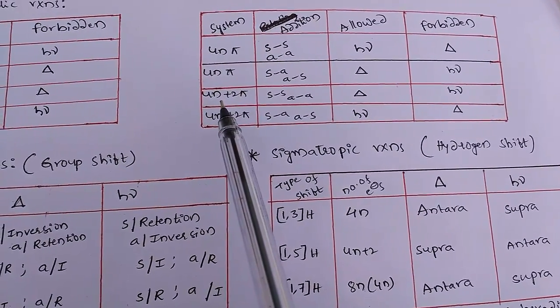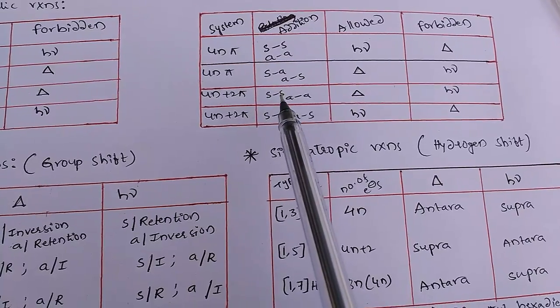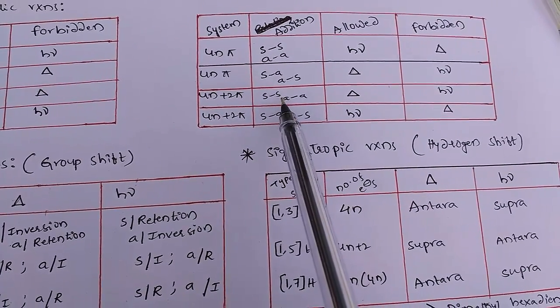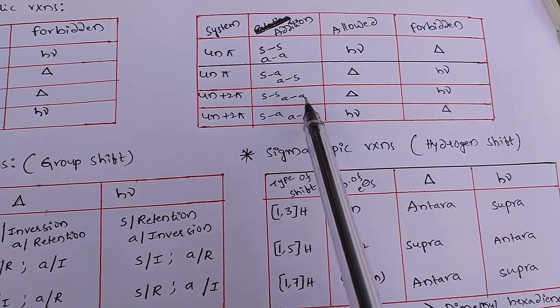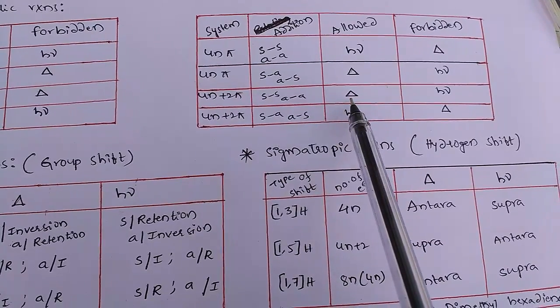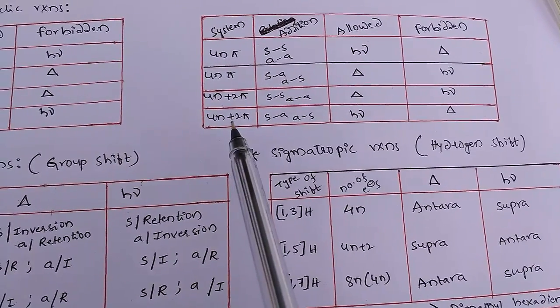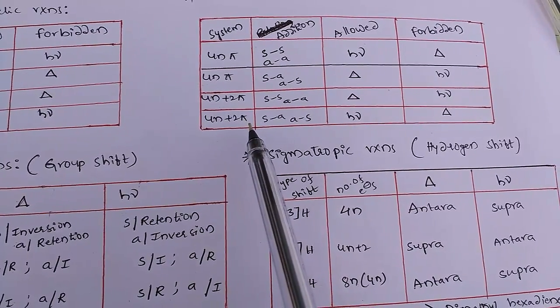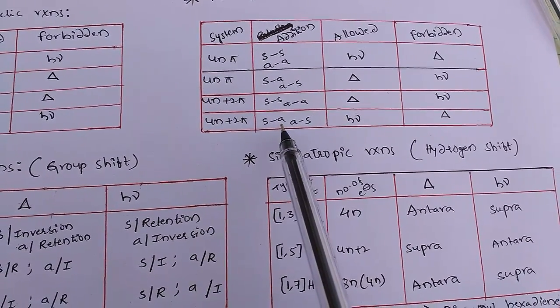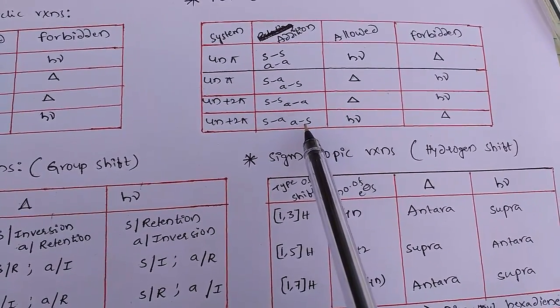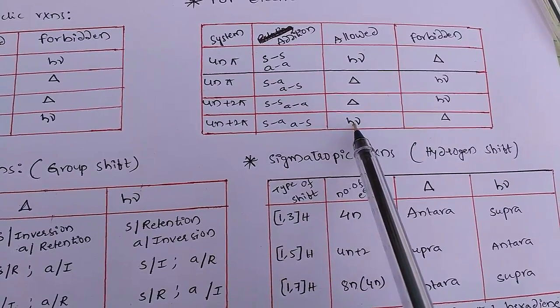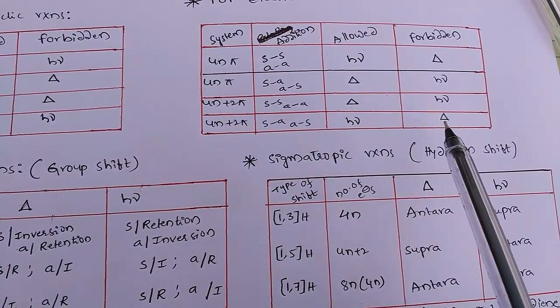And if you observe a 4n plus 2 pi electron system with supra-supra addition or antara-antara addition, that is allowed thermally and photochemically forbidden. And for a 4n plus 2 pi electron system with supra-antara addition or antara-supra addition, that is photochemically allowed and thermally forbidden.